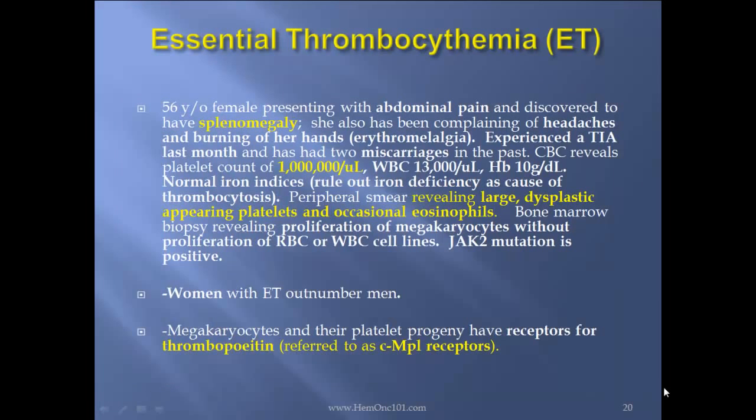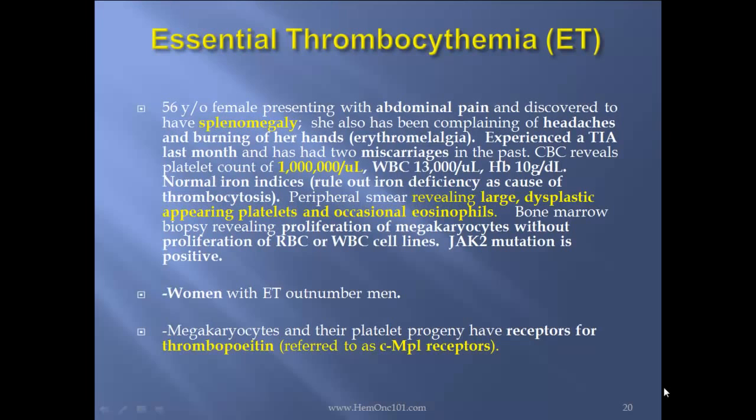Essential thrombocythemia, ET. 56-year-old female presenting with abdominal pain and discovered to have splenomegaly. She's also been complaining of headaches and burning of her hands, erythromelalgia. Experienced a TIA last month. She's had 2 miscarriages in the past.